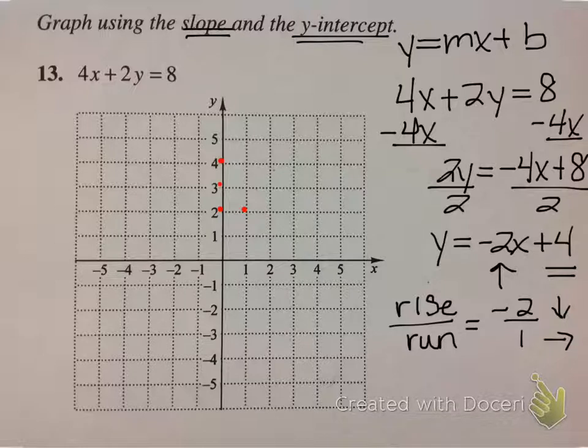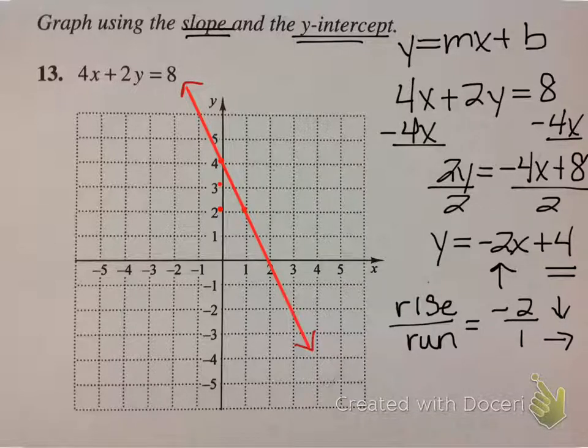And that's going to give me my line. Oop, that was not a very good line. Let me try that one again. And that's a little bit better. Put my arrows on the end. And there's my equation. I used the slope and the y-intercept to graph that.